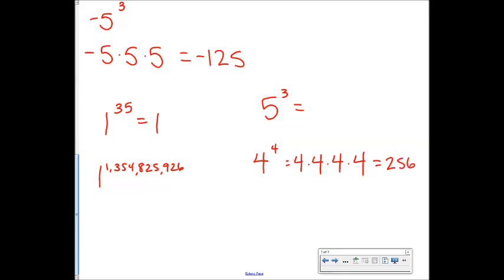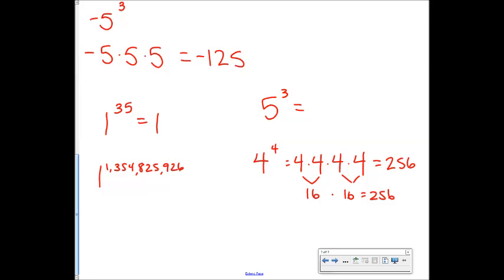Or you could do, what's 4 times 4? And what's 4 times 4? So then you could do 16 times 16, which gives you 256. So sometimes that might be easier for you, depending on how you want to do it. You can kind of group them together.